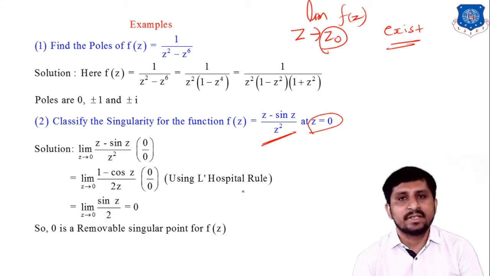So using L'Hospital rule again, we differentiate once more. Differentiation of 1 is 0, differentiation of cos z is minus sin z, so minus minus gives plus sin z, and differentiation of 2z is 2. So now we have the limit as z tends to 0 of sin z by 2.